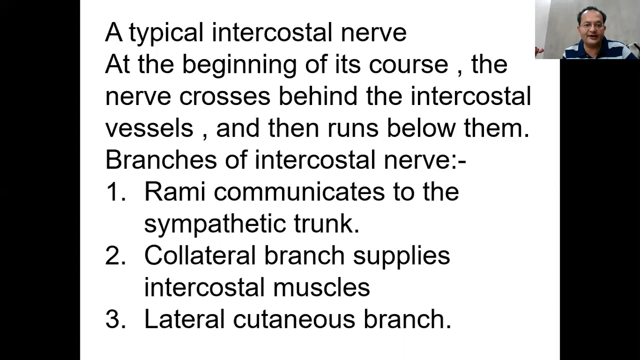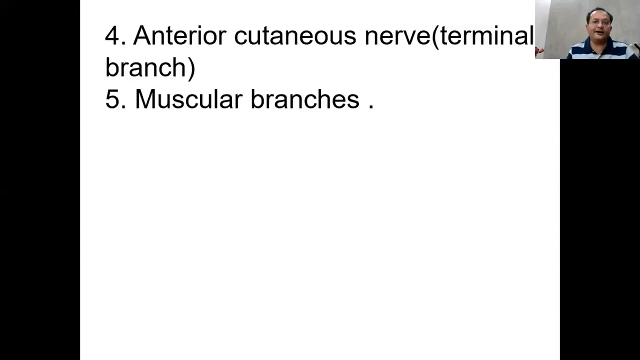Collateral branch supplies the intercostal muscles, and lateral cutaneous branch. Anterior cutaneous nerve, terminal branch, and muscular branches to intercostal muscles. जैसा कि मैंने आपको बताया, intercostal nerve supplies the intercostal muscles of the space, the external intercostal muscle and internal intercostal muscle of the space.